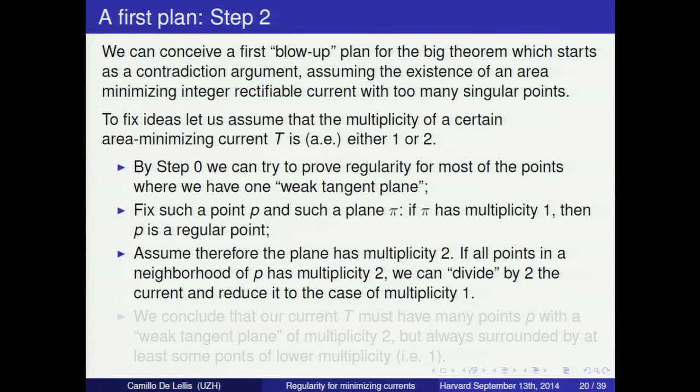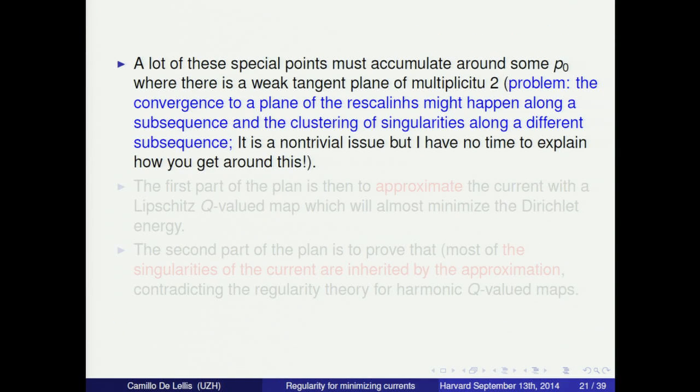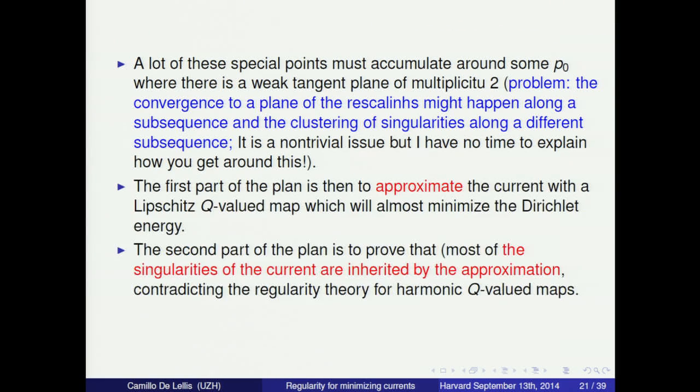Now, if you have many singular points, what happens is that they have to accumulate somewhere. And hopefully, they are going to accumulate at some points where you also know there is a flat tangent plane. That you can prove out of an abstract measure theoretic setting. So now the idea would be, once you have a sequence of singularities clustering towards one singularity, and the current is very flat there, I try to approximate my current with a multiple-valued harmonic function, and I try to prove that the multiple-valued harmonic function inherits all the singularities. That would contradict the regularity theory for harmonic functions, because a harmonic function cannot have too many singularities.